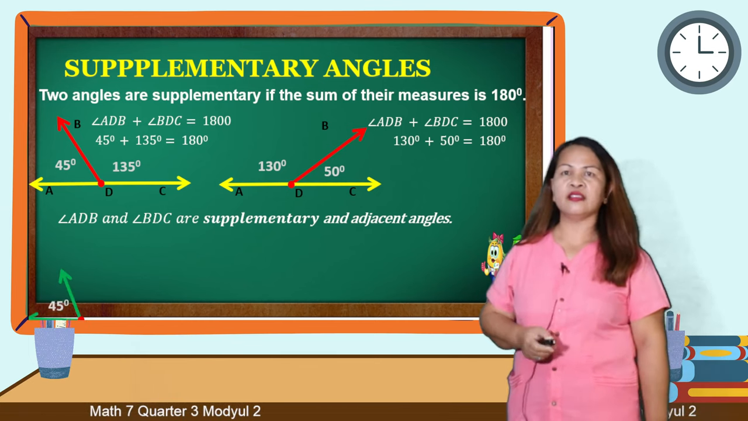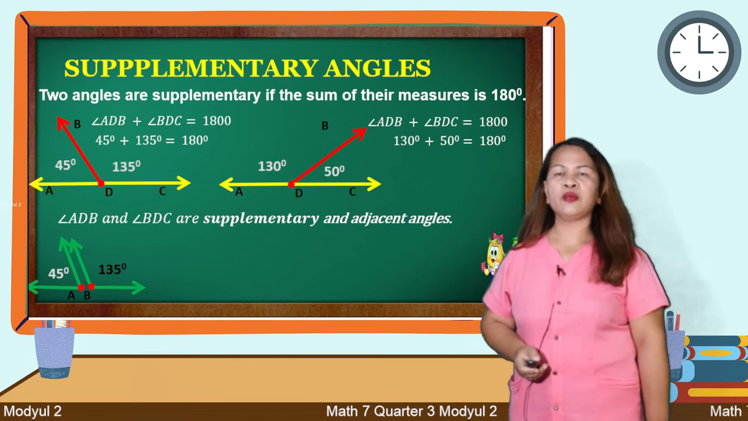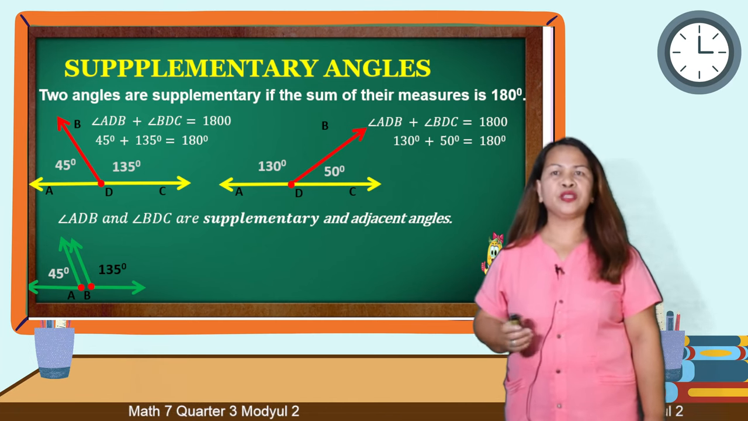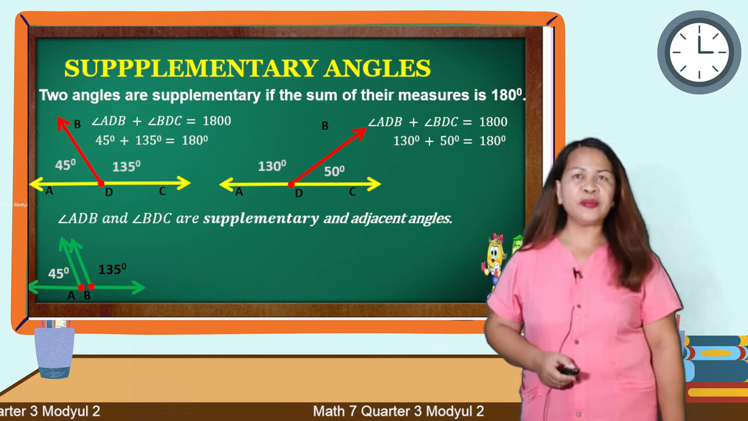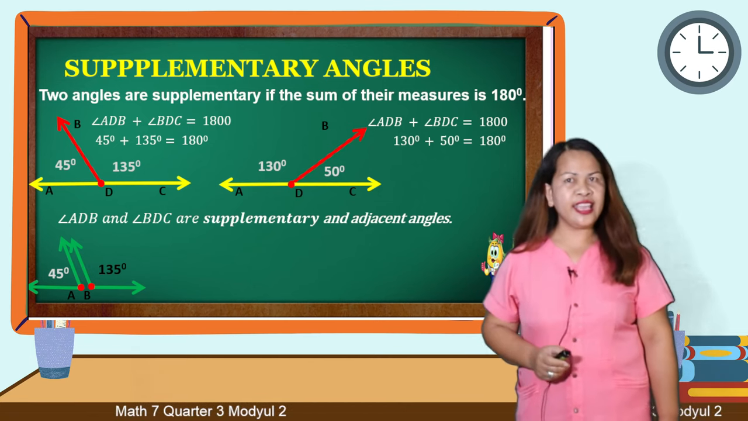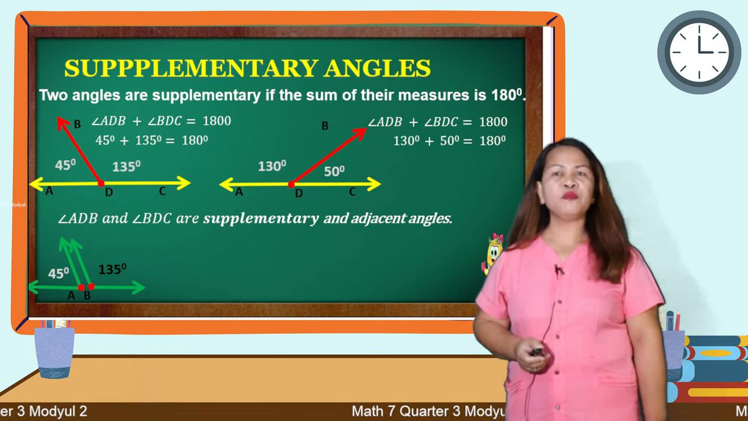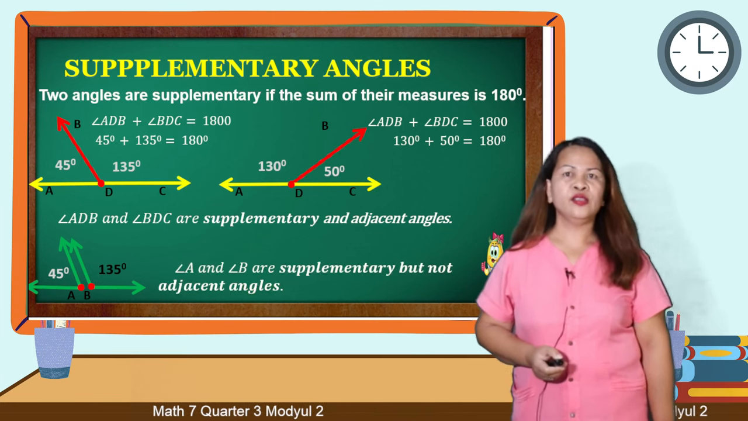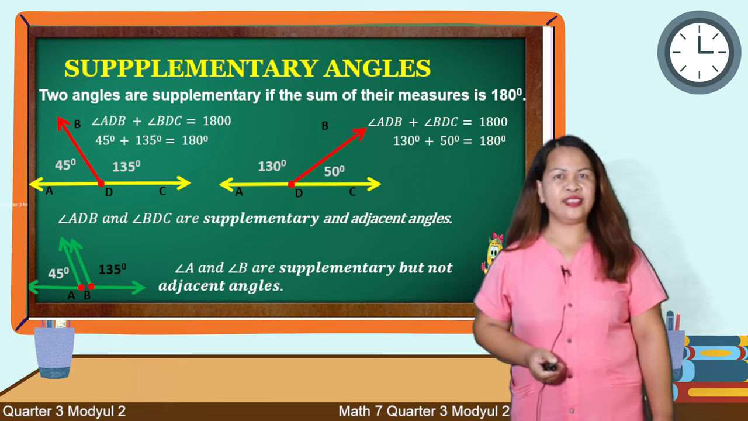How about this next example or illustration? Angle A is 45 degrees, while angle B measures 135 degrees. If you get the sum of the two angles, it is equal to 180 degrees. So are they supplementary? Yes, definitely. But are they adjacent? No, you are correct. They are not adjacent because they do not share a common vertex and a common side. So angle A and angle B are supplementary but not adjacent angles.